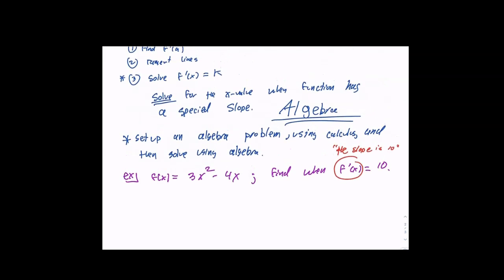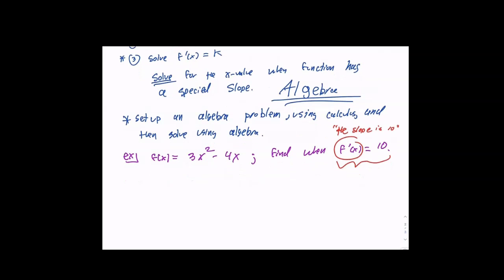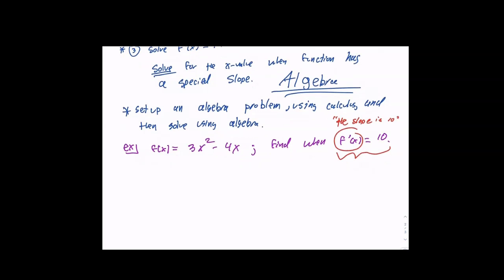When it says the slope is 10, it's your job to realize that f prime of x equals 10. Right now I literally said when f prime of x is 10. In other problems, it's going to say when the slope is 10, and then you've got to realize that it's saying the derivative equals 10. All you have to do is find f prime of x, replace it, and solve. It's a lot of replacing and then solving. So what's f prime of x?